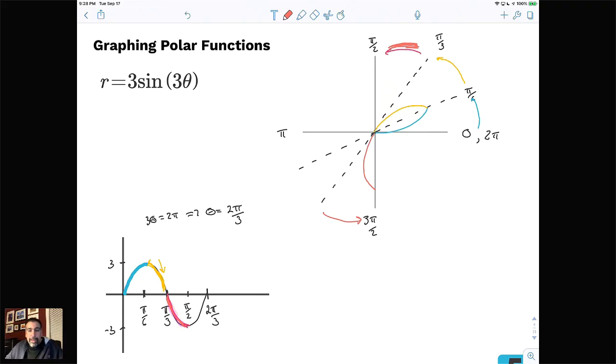Students are going to struggle with that. My students struggle with this every year, but after they do a couple of them, they start to understand it a whole lot better.